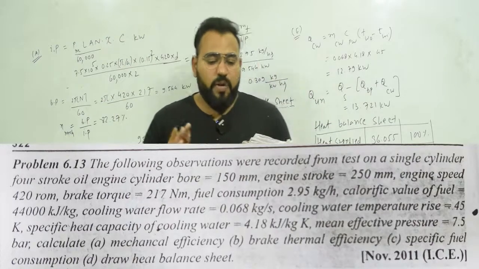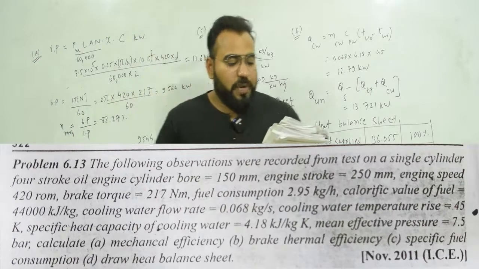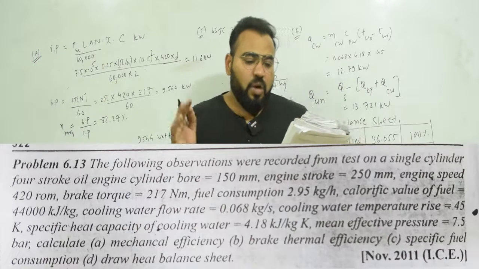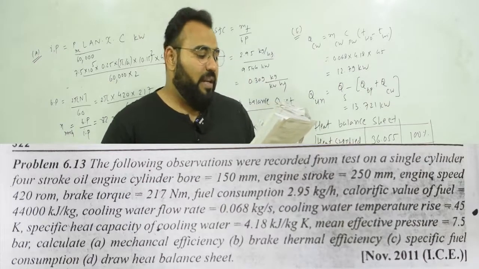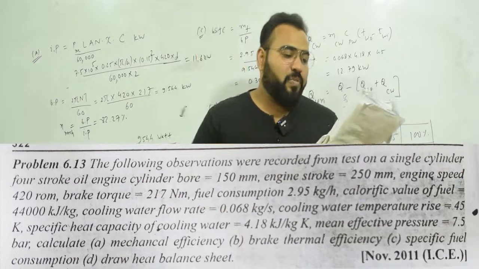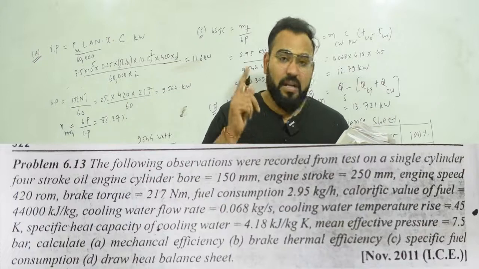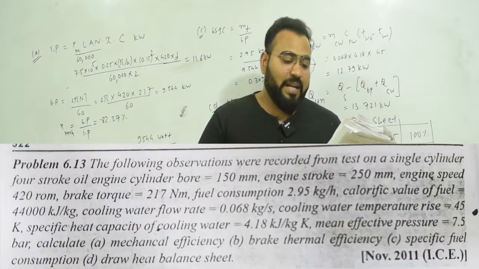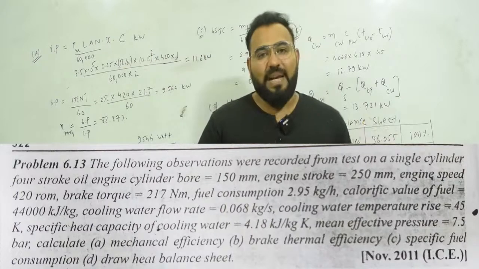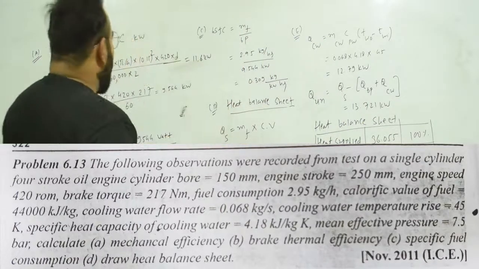Fuel consumption 2.95 kg per hour. Calorific value of fuel 44,000 kilojoule per kg. Cooling water flow rate 0.068 kg per second. Cooling water temperature is 45 Kelvin. Specific heat capacity of cooling water 4.18 kilojoule per kg Kelvin. Mean effective pressure 7.5 bar. Calculate A. mechanical efficiency, B. brake thermal efficiency, C. specific fuel consumption, and D. draw the heat balance sheet.